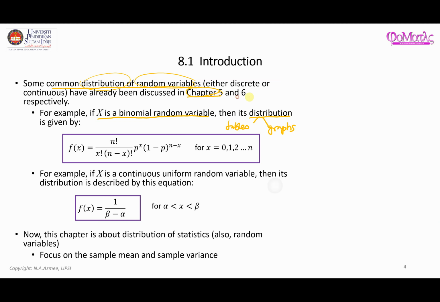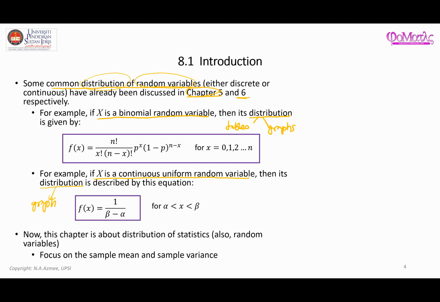Now in chapter 6, for example, we have already looked at the idea of continuous distribution of random variables. So as an example, if x is a continuous uniform random variable, then the distribution is described by this equation. And another way to describe this continuous uniform random variable is by using a graph. If you use a graph, then you will have a straight line to denote a uniform random variable.